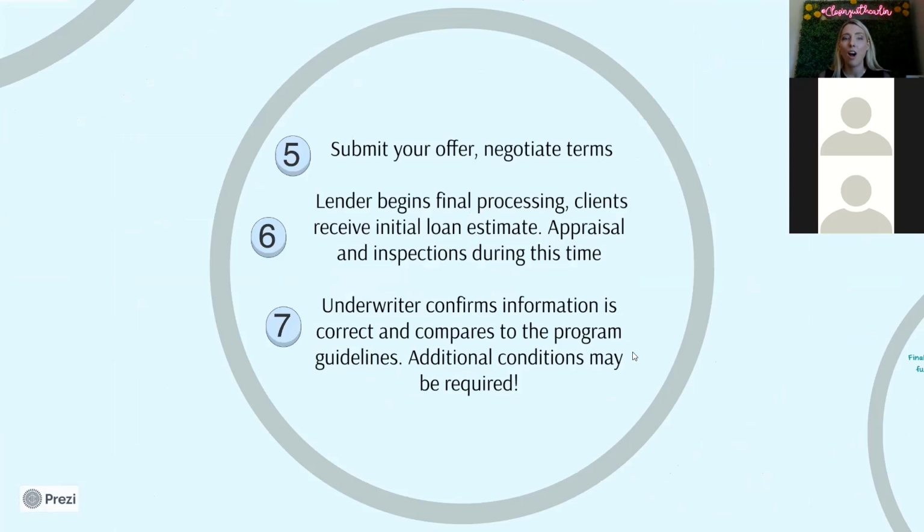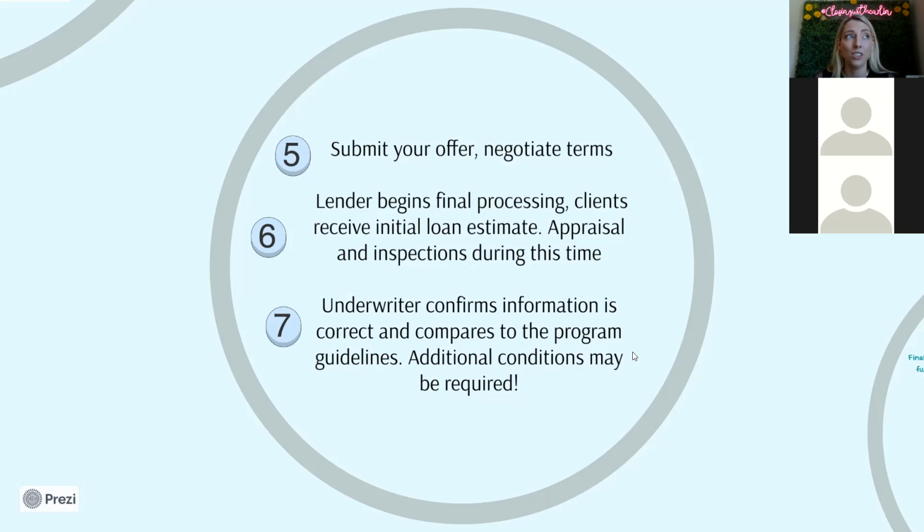So step 5, submit your offer, negotiate terms, and then we will begin our final processing. So we're going to look at our property specific documentation at this point. We're looking for title, we're looking for appraisal. We're not looking for inspections. We don't want that. And then our underwriter is going to look at all of this information, compare them to the program guidelines. Some additional conditions may be required for that property. Think condo, manufactured home, that type of thing. Those still could have some additional conditions.